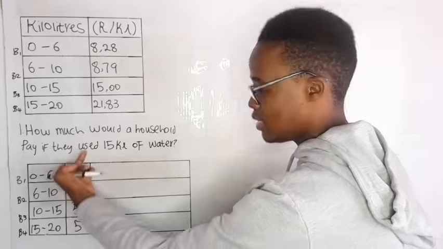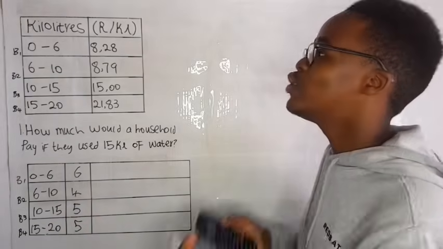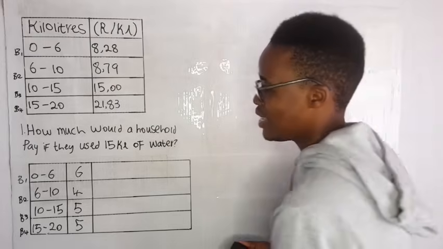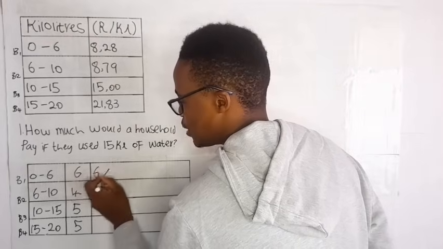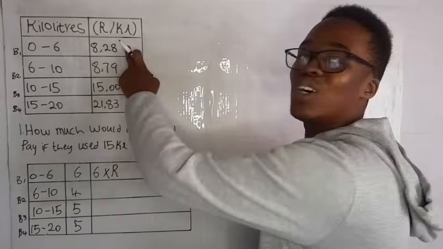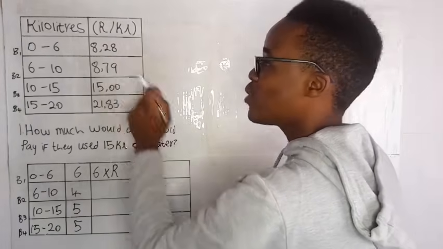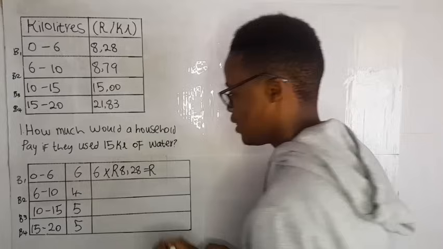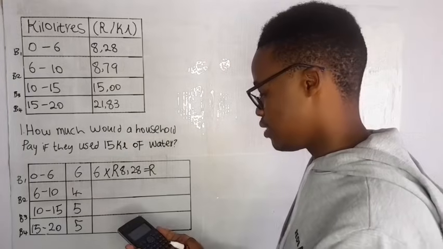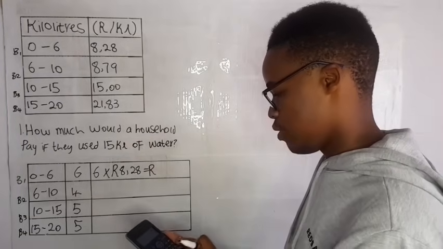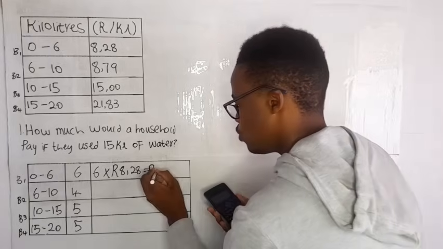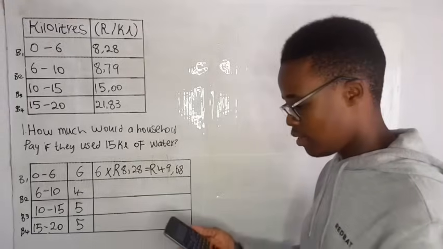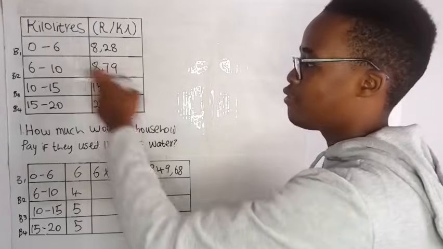Now that you have figured out the intervals and the number of kiloliters they charge, and you also have the prices here, what you have to do is say 6 kiloliters multiplied by the amount on the first block, which is 8 rand 28 cents, 8.28. You press it on your calculator: 6 multiplied by 8.28 gives you 49.68. So you are done with the first block.